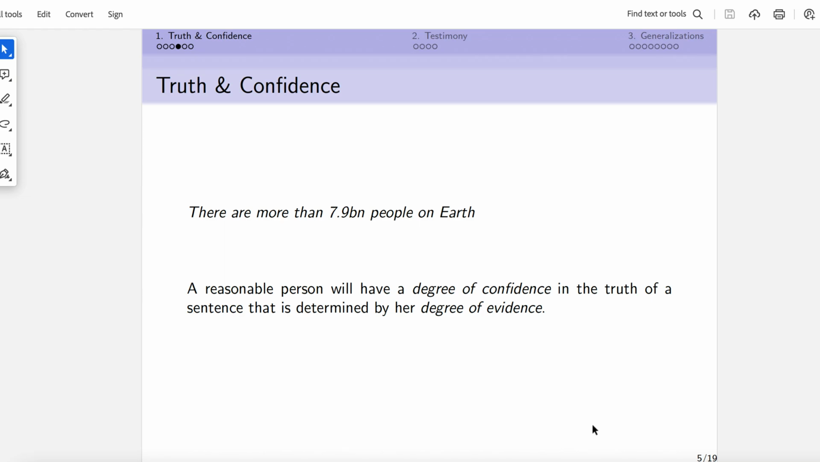If I have excellent evidence that the sentence is true, then it seems reasonable for me to have a high degree of confidence in the truth of the sentence. If I have poor evidence, then my confidence might be lower. And if I have excellent evidence that the sentence is false, then correspondingly, I might have a high degree of confidence that the sentence is not true.